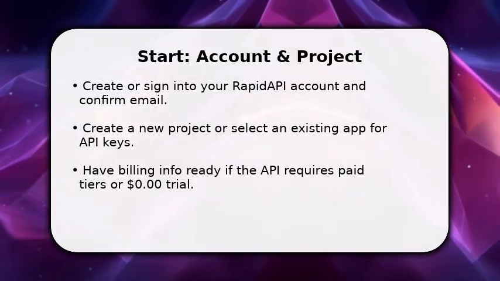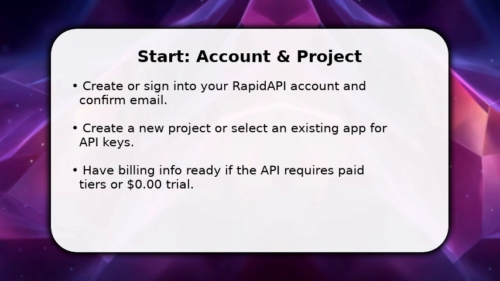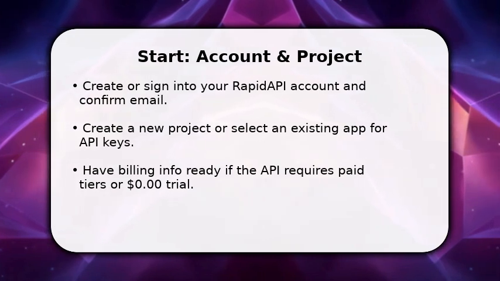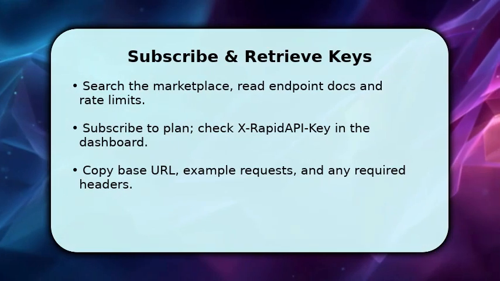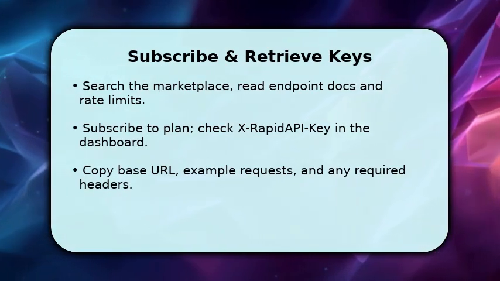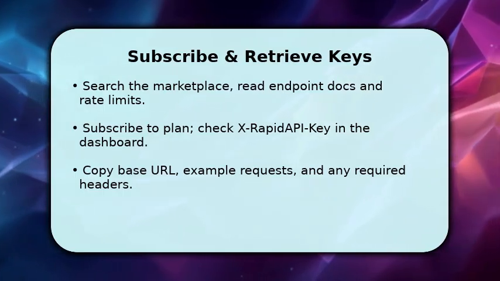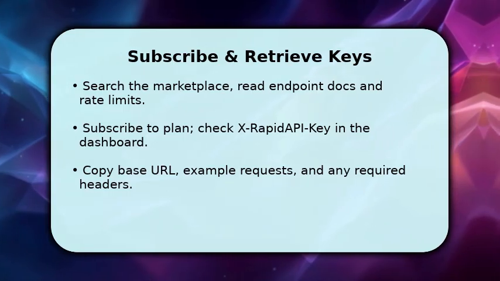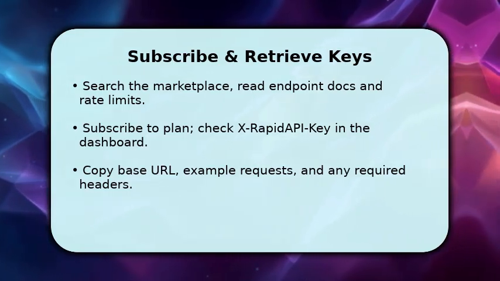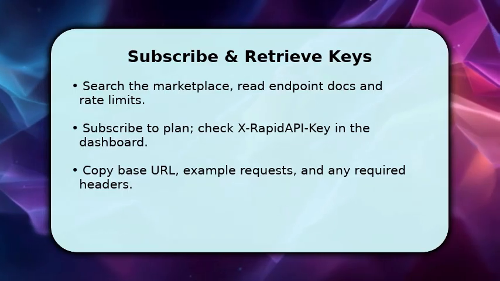Proceed to find the exact API endpoint and review its usage limits before subscribing. Once you find the API, read its docs and sample requests so you know required headers like X-RapidAPI-Key and any path/query params. Subscribe to the plan that matches your expected calls per minute and data needs.